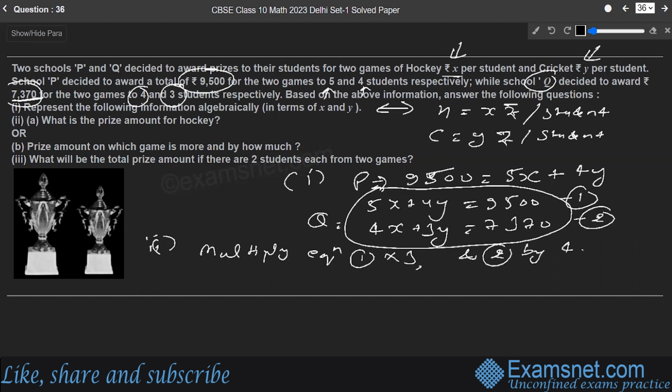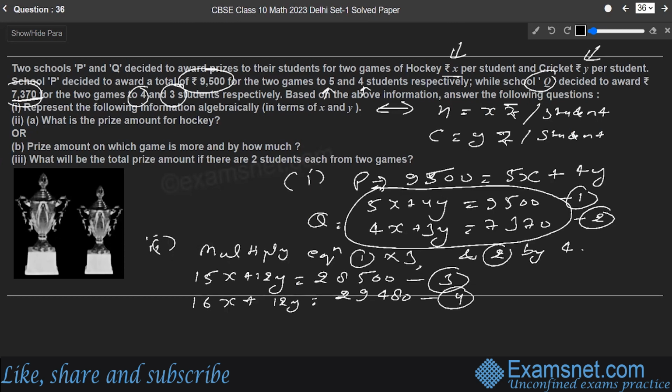Okay, if we multiply equation number 1 by 3, this becomes 15x plus 12y is equal to 28,500. That becomes equation number 3 for us. And if you multiply the second equation by 4, it becomes 16x plus 12y is equal to 29,480. This is the next equation, that is equation number 4. So these are two equations for us.